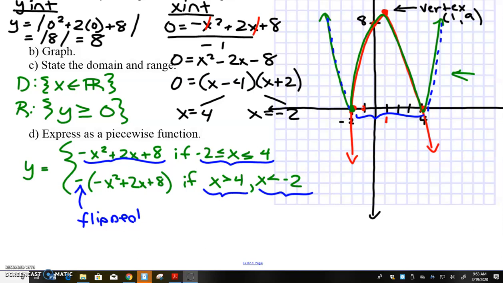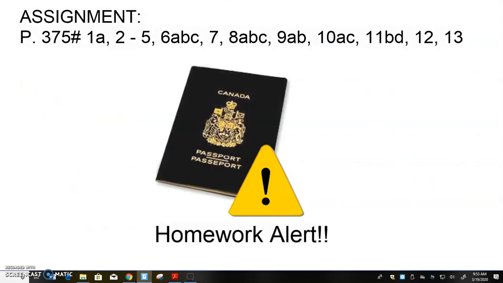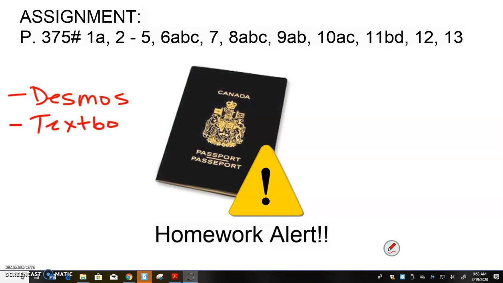Now I understand that we're going to need to try a little bit of this. There is an assignment in your textbook. I would like you to please try these questions, do your best at them. They're a little bit tricky, but it also does force you to remember how to graph some of these original functions. Also remember, you can always check with Desmos, or you can use the textbook answer key to help you out. Good luck!